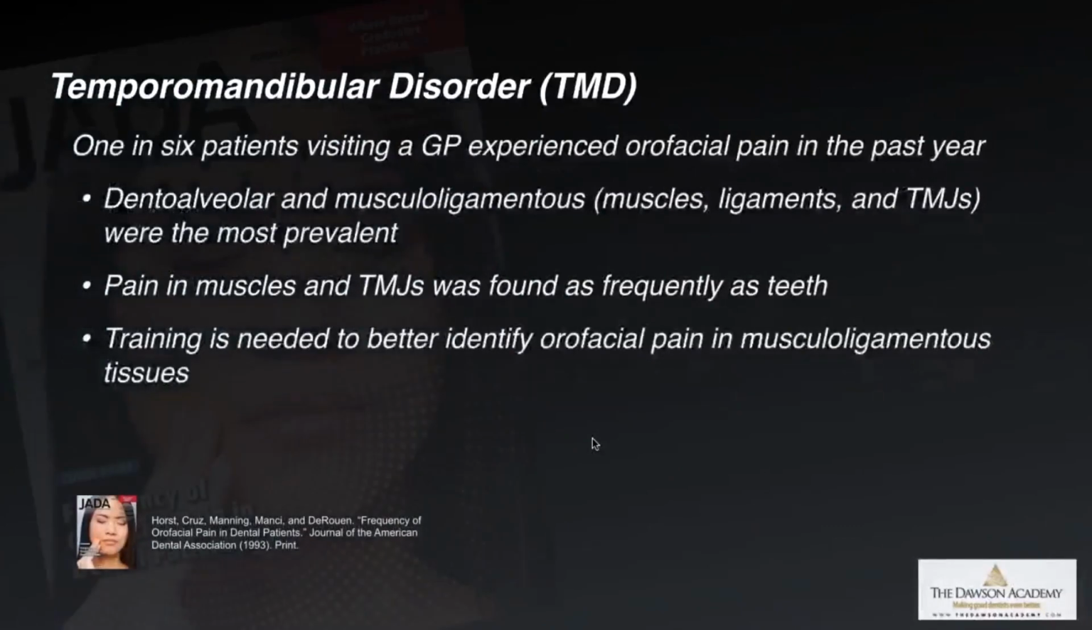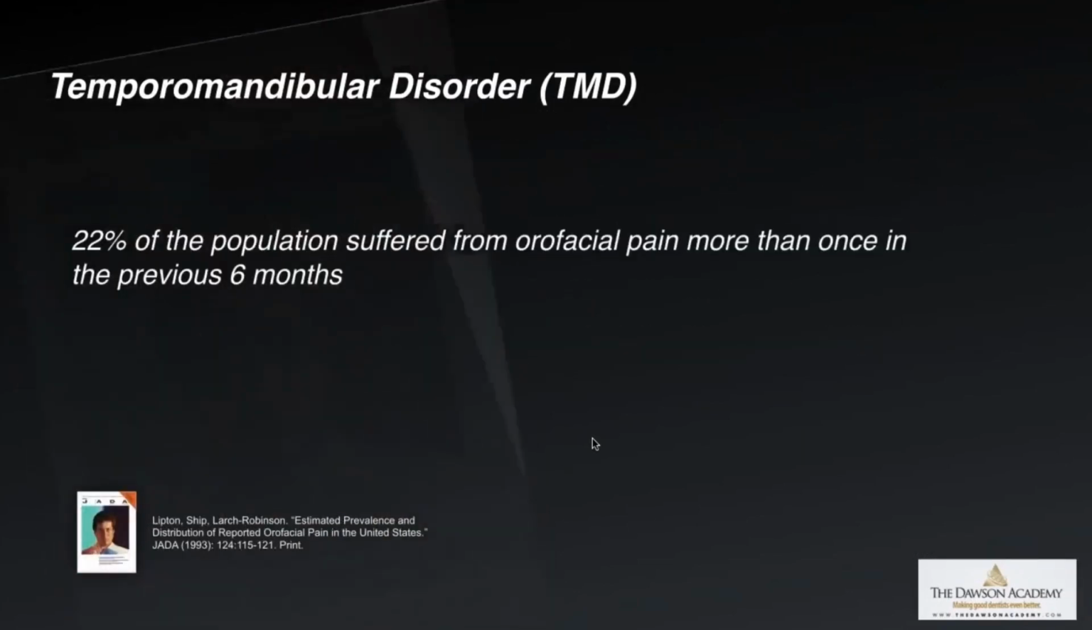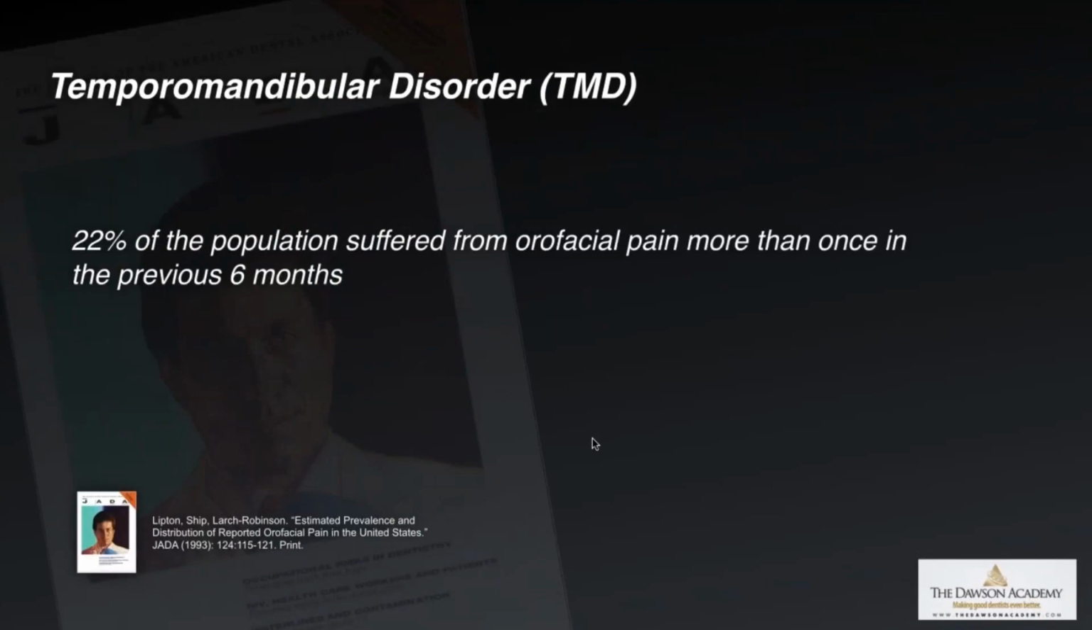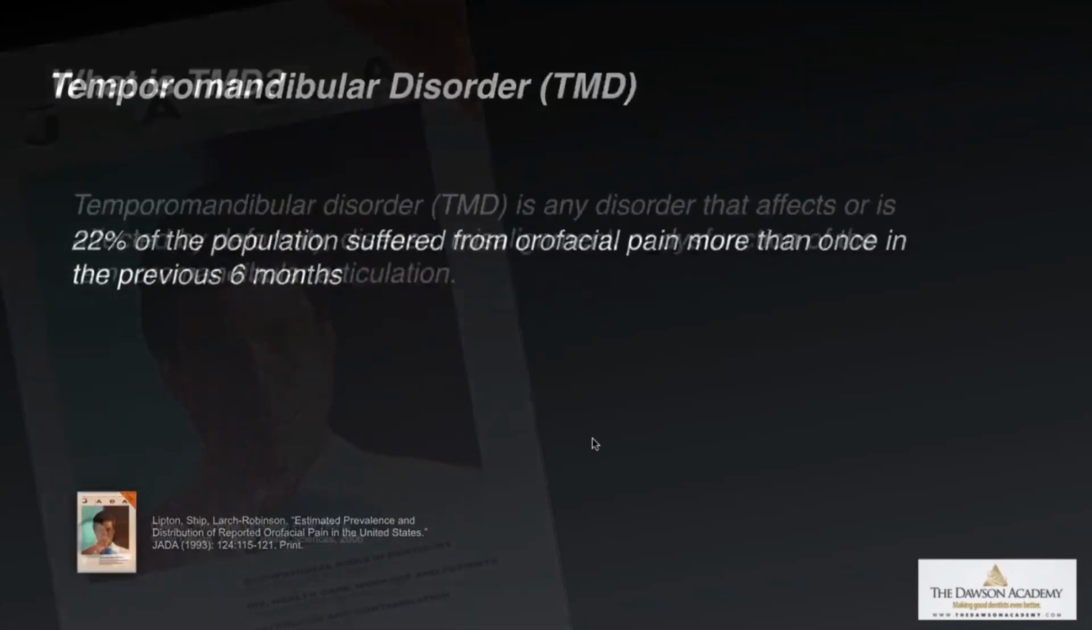Another JADA study found that 1 in 6 visiting a GP experienced orofacial pain. Dental alveolar and musculoligamentous pain, meaning muscles, ligaments, and joints, are very prevalent. Pain in the muscles and TMJs was found as frequently as teeth. And this was kind of interesting: training is needed to better identify orofacial pain. It is a very teachable procedure. Another study found 22% of the population suffering from orofacial pain in the last 6 months.